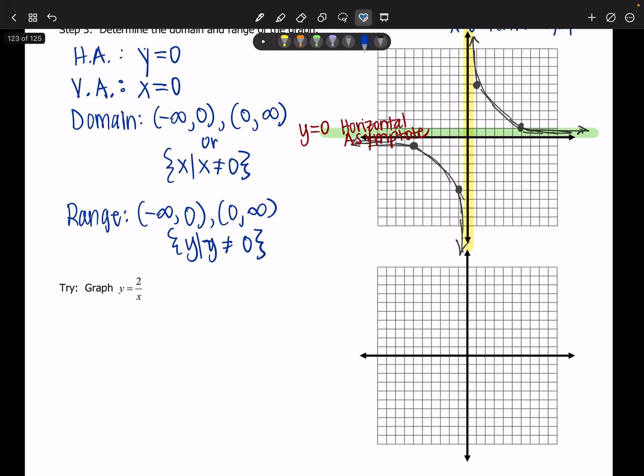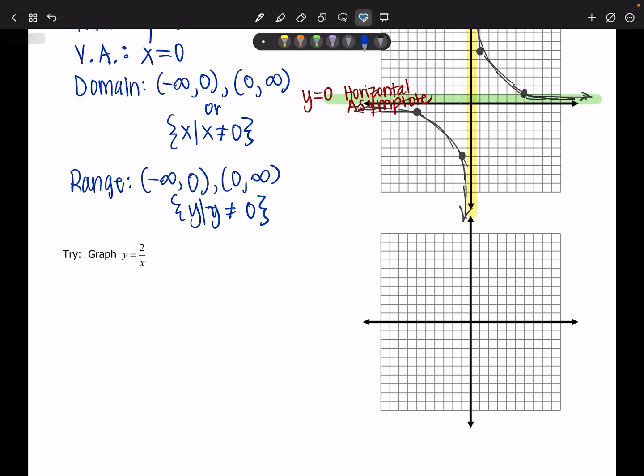Okay, let's try this next one. We're going to graph y equals 2 over x. So what I want you to do is I want you to press pause, and I want you to see if you can determine the 4 inputs to this table, the 4 values that you would put into this table, and then come back, press play, and see if your numbers are the same as mine.